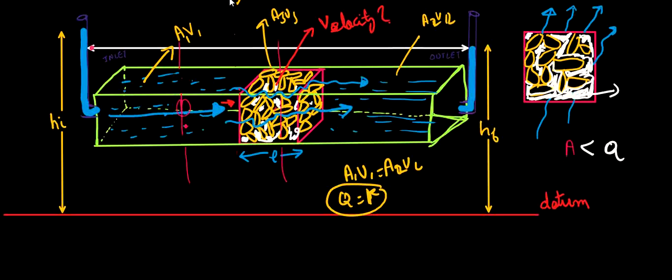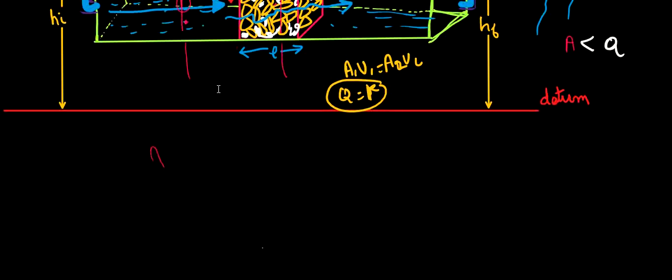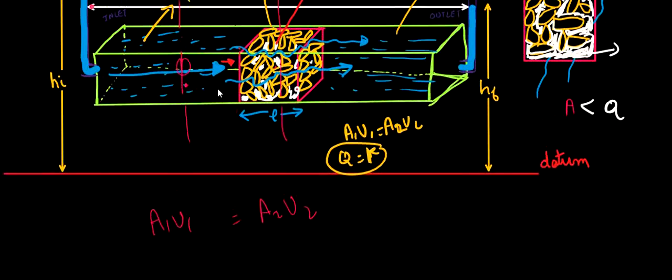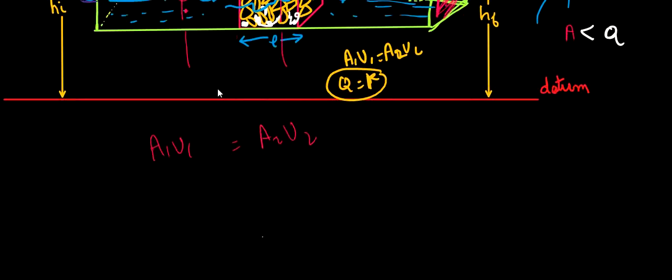So what will be the case? My equation will be something like A1 V1 is equal to A2 V2. This area at 1 is nothing but the total cross-sectional area that is available of the glass tube. So let's suppose this is A, and the velocity of flow, let's suppose this is V, in the glass tube. Now this A2 will be somewhat lesser than the capital A, or you can say that this is the area of voids.